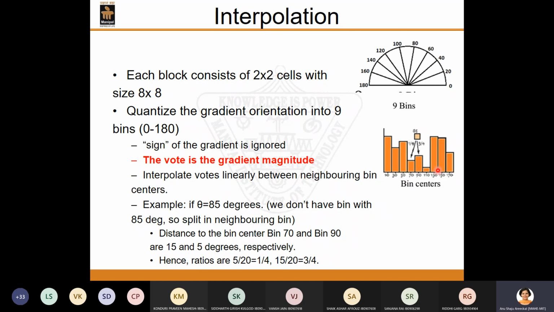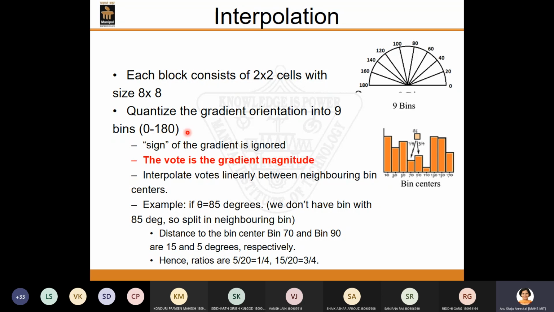Now, into these 9 bins, we will put these gradient orientations depending upon the orientation value. So that is one point you have to remember. Now, the sign of the gradient is ignored. That is why you have only 0 to 180.